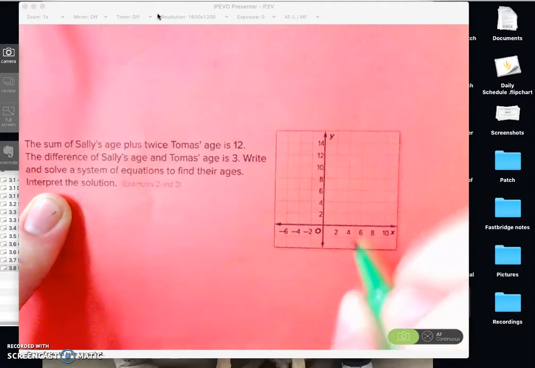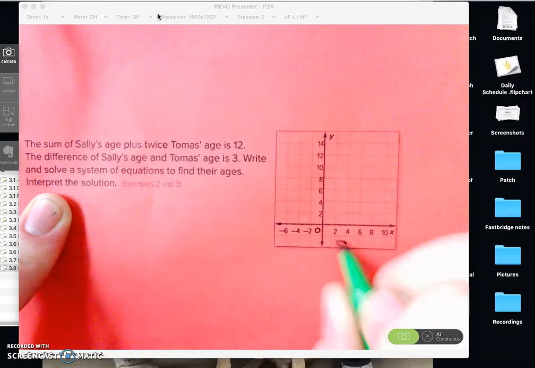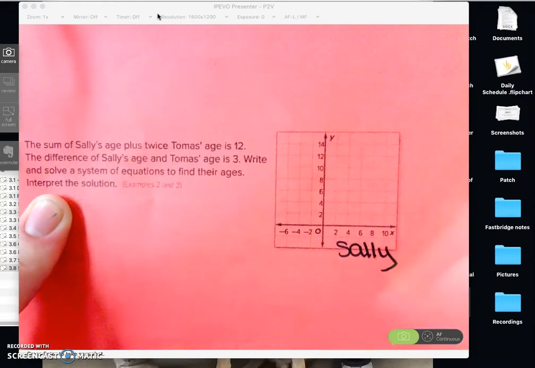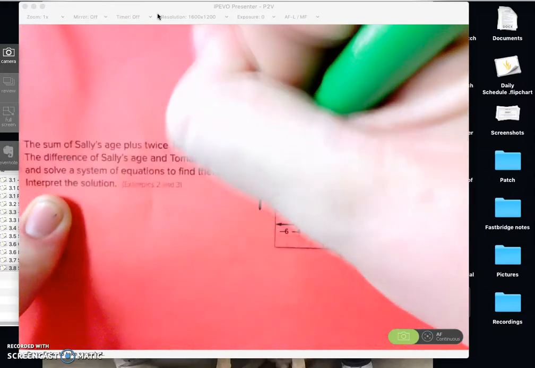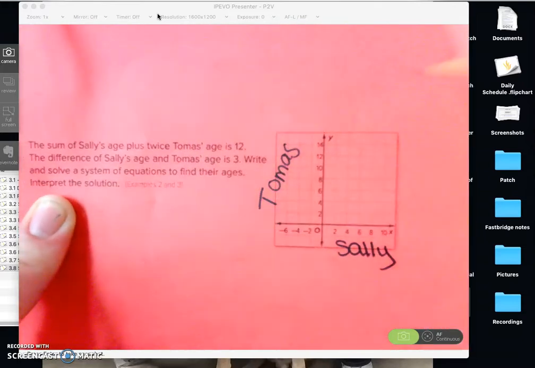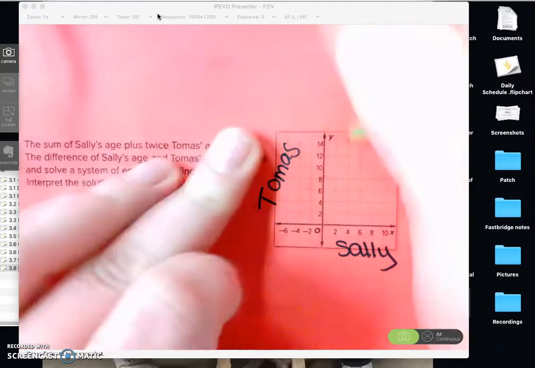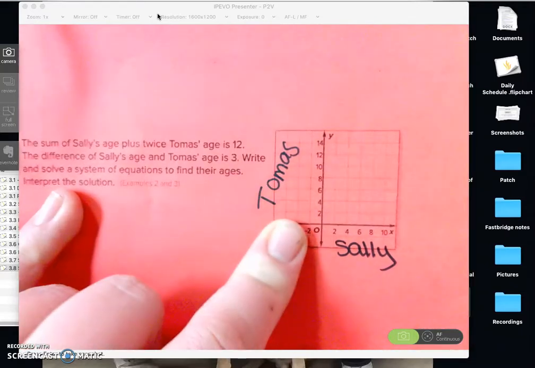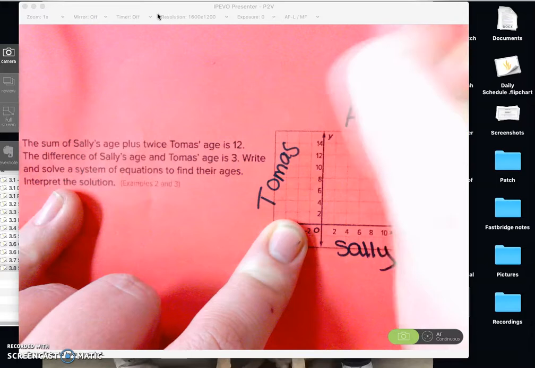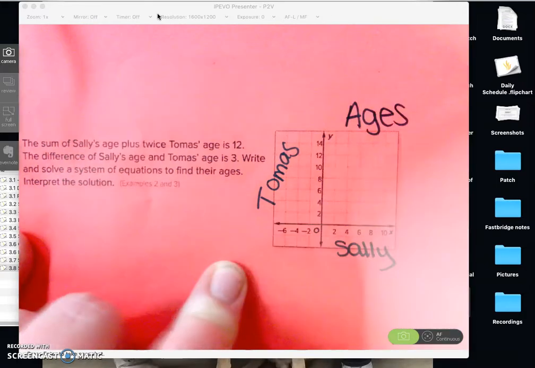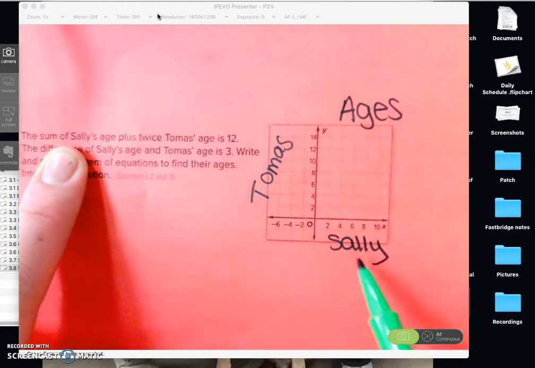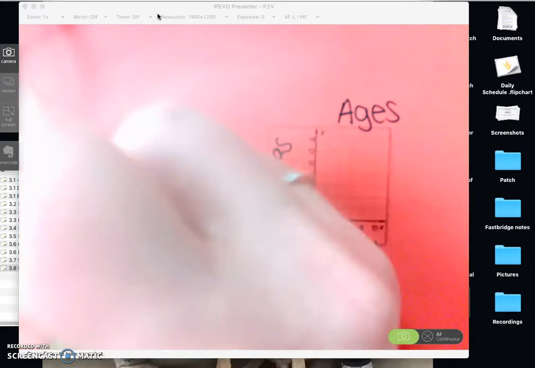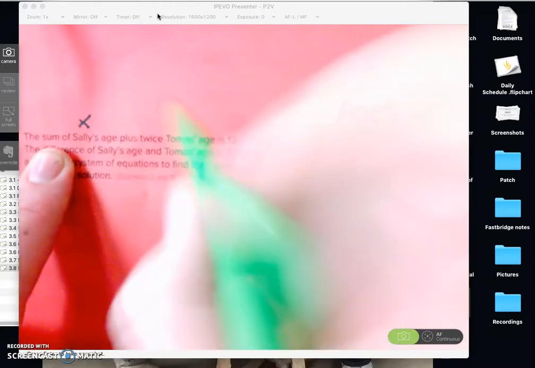So we're just going to say this here is Sally, and this one is Thomas. I have forgotten, which I should not. Every graph that you do should always have a label. So the whole title is going to be ages. Well, I have to write 2 equations. One of my variables is Sally. That's going to be my x, and Thomas is y.